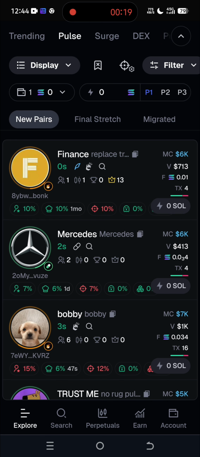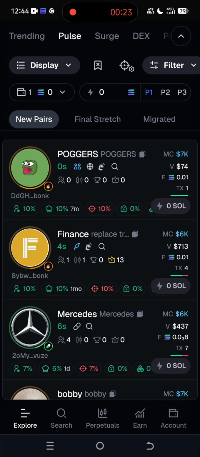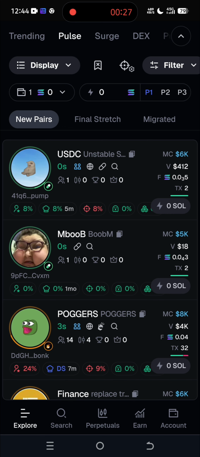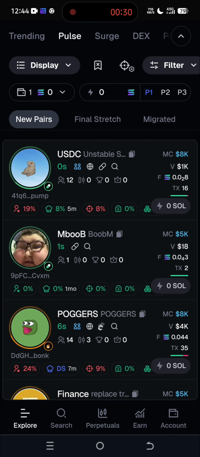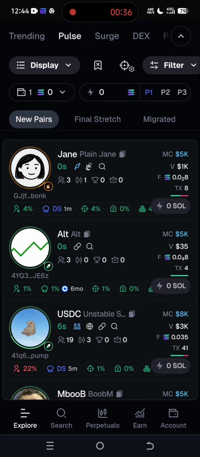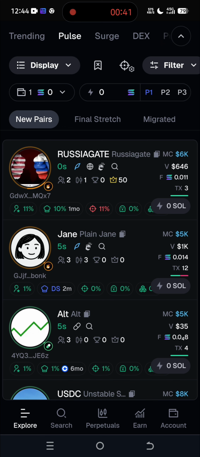So these are new pairs. New pairs are tokens that are just newly created. Anybody can create a token in Pump.fun, in LetsBonk. Anyone can create any token in there. So every token that was created will be shown in these new pairs, depending on your filter. We are going to look more into filters.